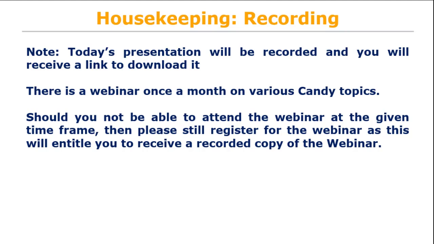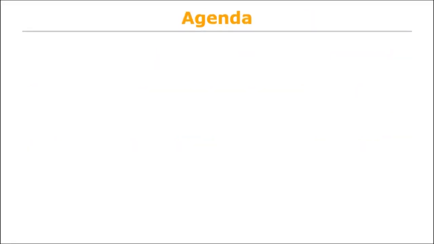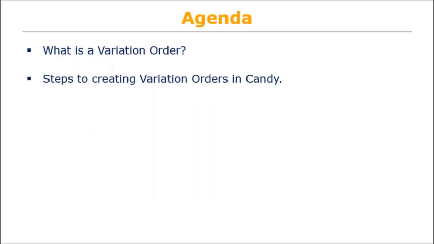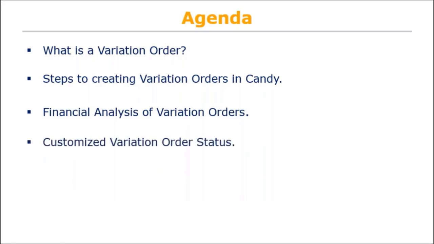Let's get started. What we'll be covering in this webinar: we'll first look at what is a variation order. Then we'll go to look at steps to creating variation orders in Candy. We'll then look at financial analysis of variation orders. We'll also look at customization of variation order statuses. We'll then look at variation order reports to just wrap up the whole topic.